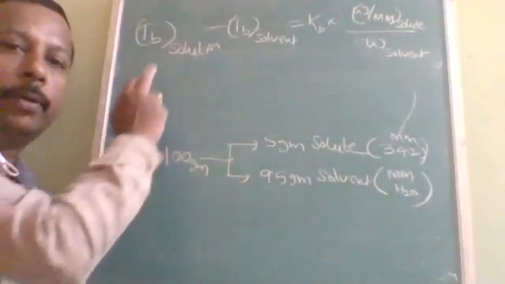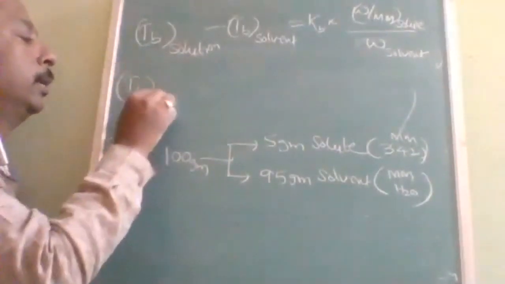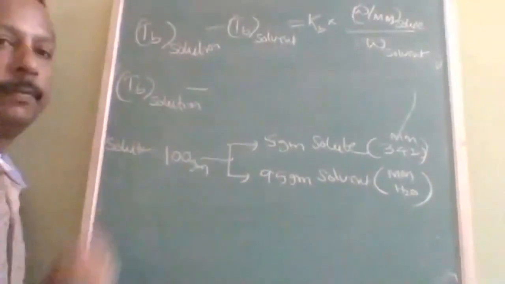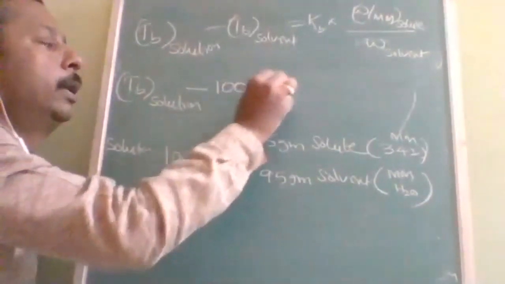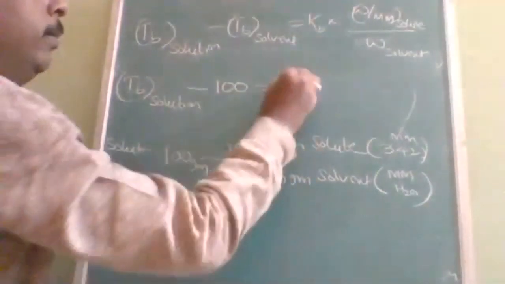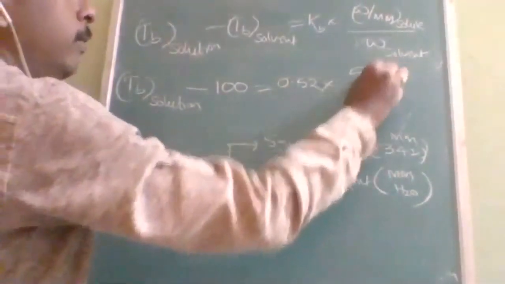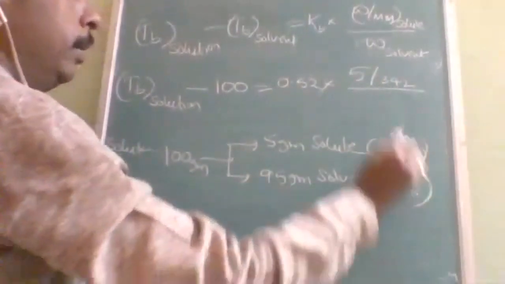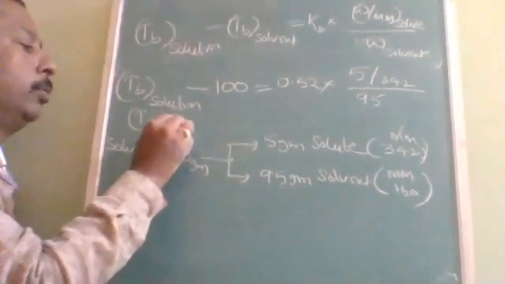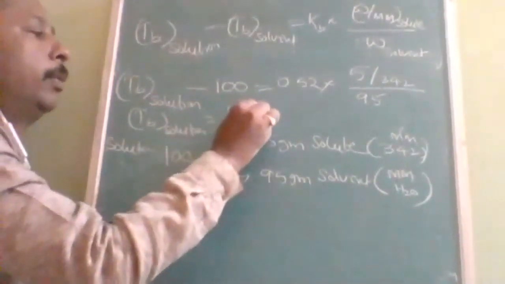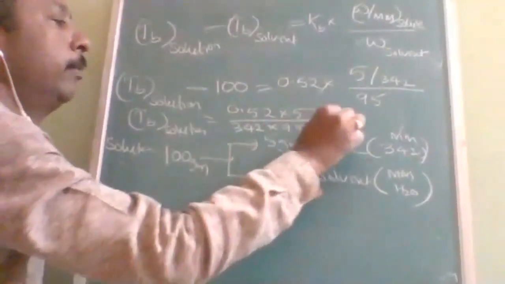Okay, same old formula we are going to use. The TB of solution, we don't know, so I am going to write it as TB solution as it is. Otherwise, as in the previous example, where I took it as X, you can take it like that also. TB of solvent, water, is 100 degrees Celsius, and KB is 0.52. Water you should remember. So 5 divided by 342, whole divided by water 95. TB solution minus 100 equals 0.52 into 5 whole divided by 342 into 95.